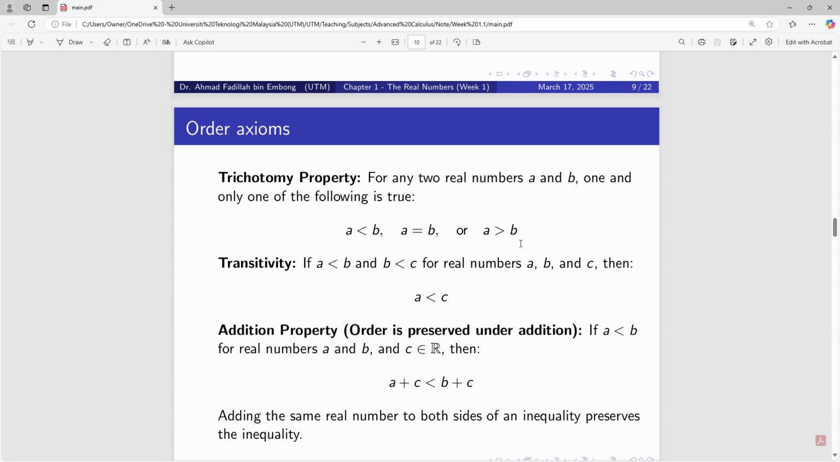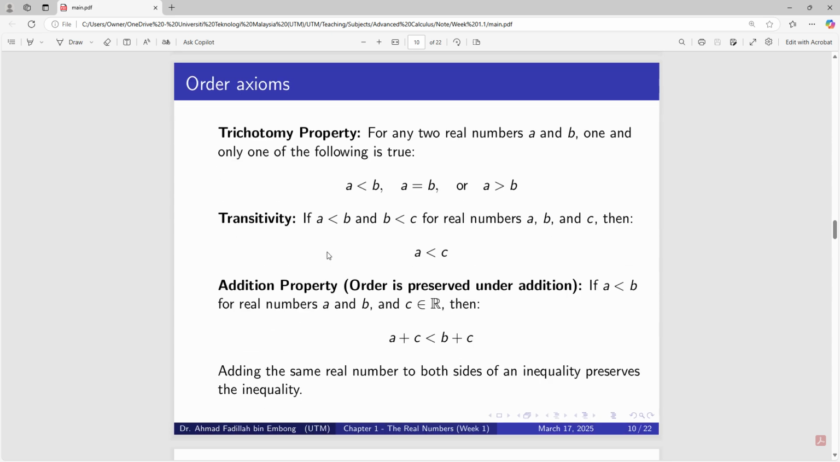So for any real number, exactly one of these properties has to be satisfied. Okay, so the next one is transitivity. If we have A less than B and B less than C, it implies that A is also less than C. You see that here, A less than B, B less than C, so A must be less than C.